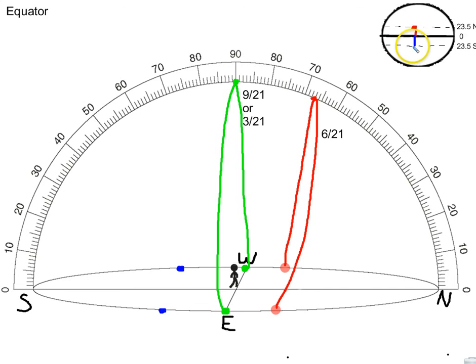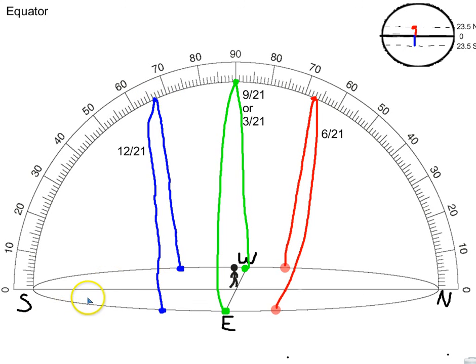I'm looking south to see solar noon, and I am 23.5 degrees away from the direct sunlight. So 10, 20, 23.5, right about there. And this would be my path for the winter solstice.